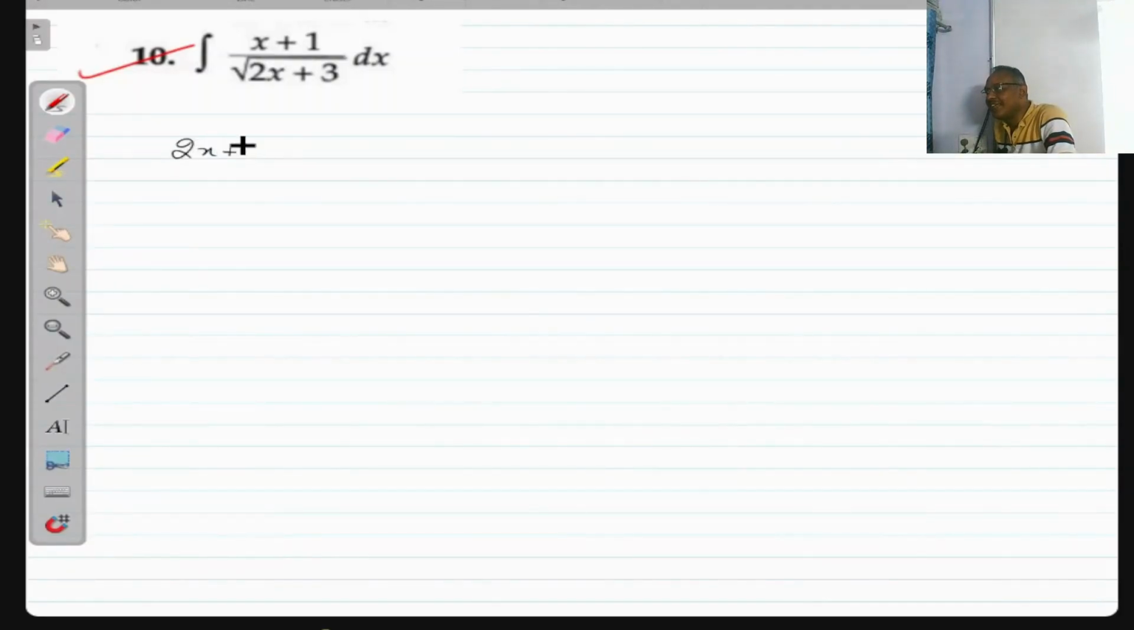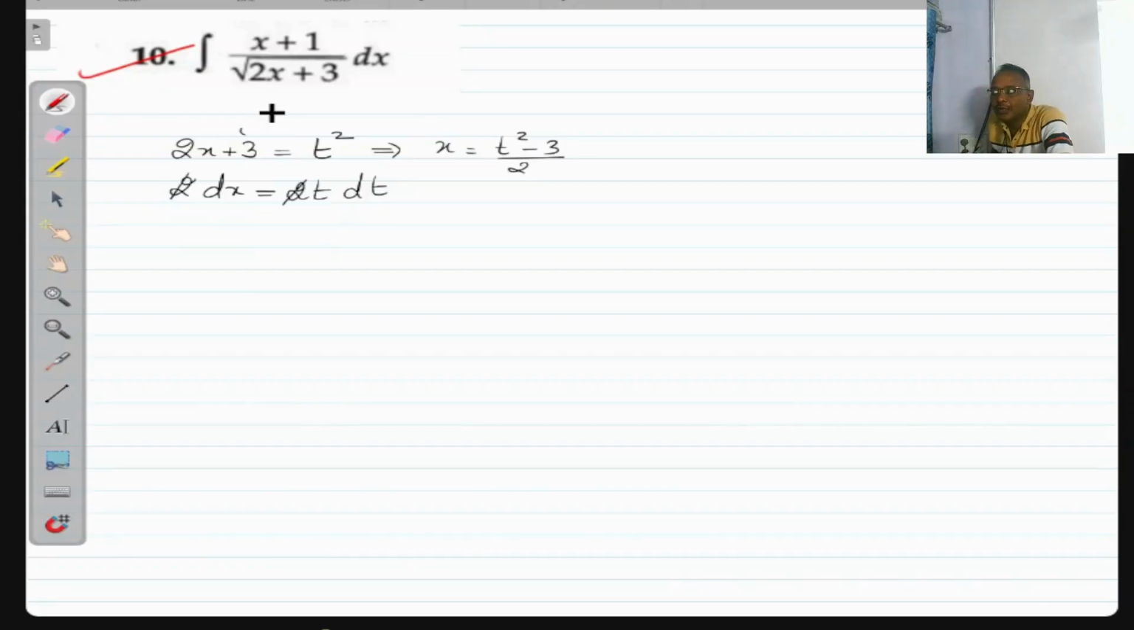2x plus 3, I am making it as t square. You can take it as t also, but since it's a root, so I am taking it as t square. What happens is 2, x का differential is dx, t square का differential is 2t and t का differential is dt. 2 and 2 cancel off. From this first equation, x का value will become t square minus 3 upon 2. ये 3 को लिया है, 2 से divide किया.